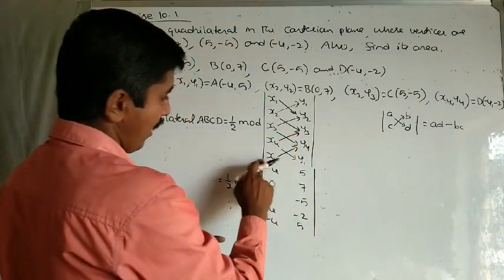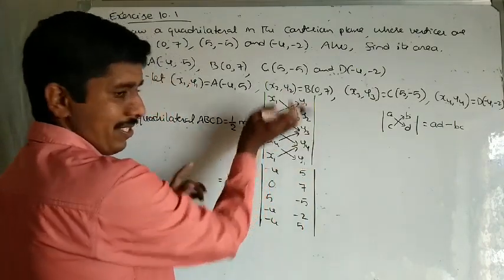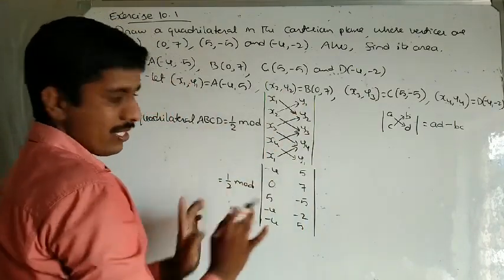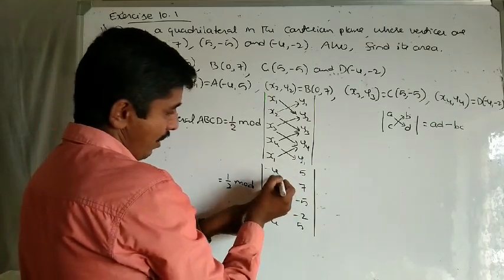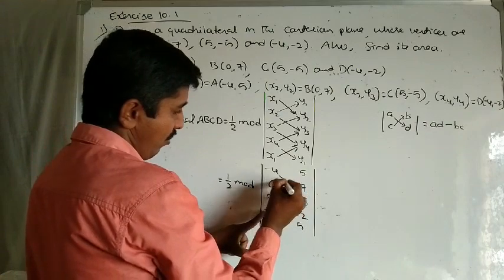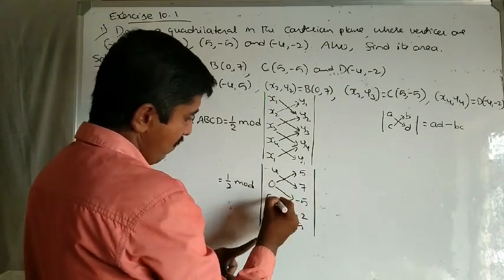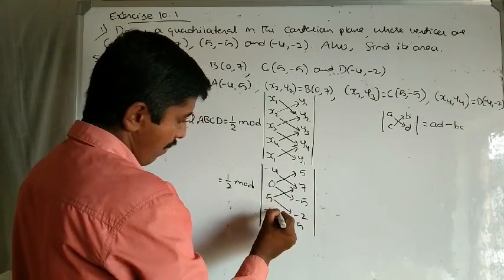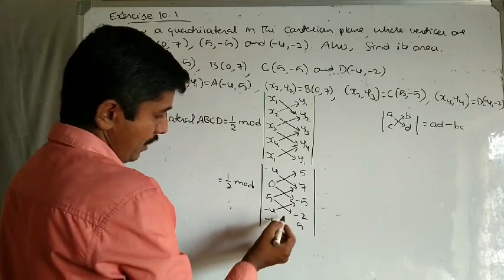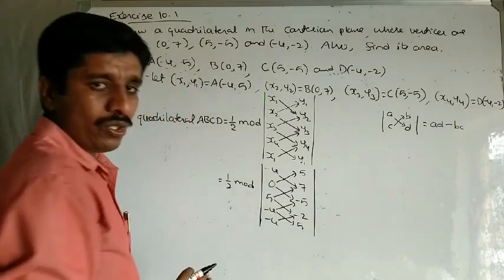Here I am giving a symbol like this. This is a separate formula. Here we substitute values. x1 to 5, minus 4 to 7, 0 to 5. Next, 0 to minus 5, 5 to 7, 5 to minus 2, minus 4 to minus 5. Here 4 to 5, minus 4 to minus 2. Got it.